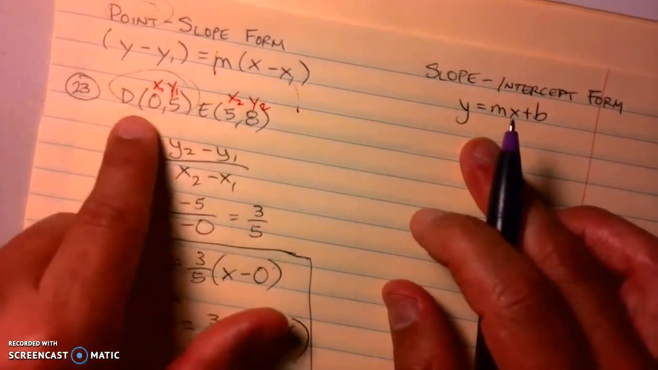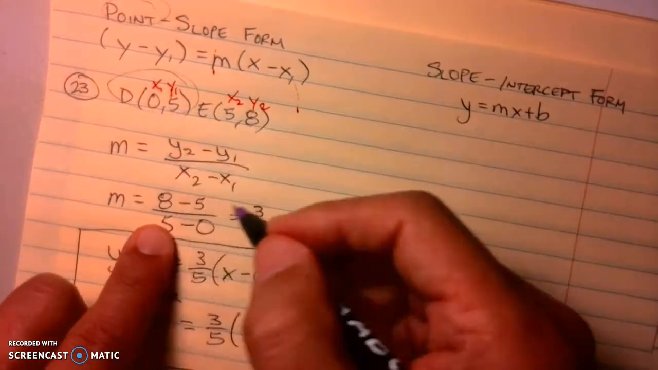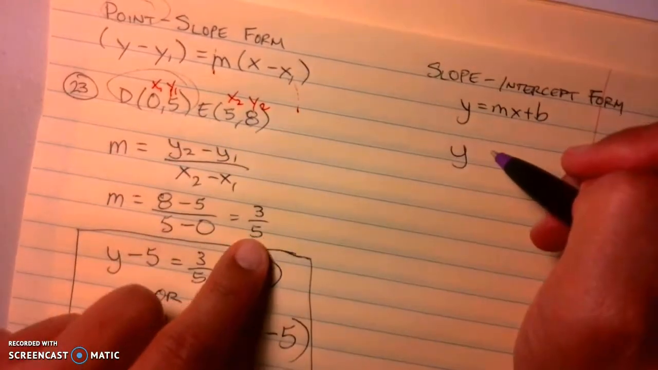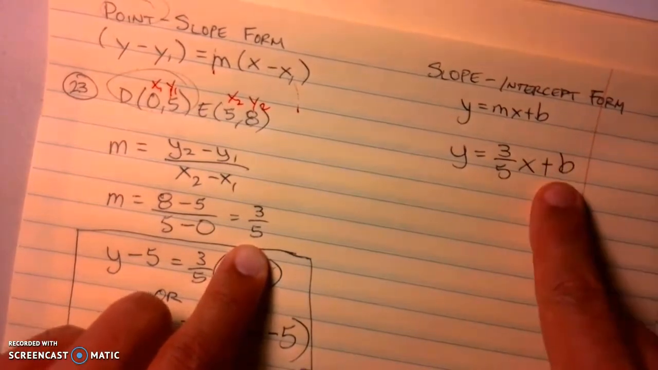If you've got 2 points here and you want to put in the y is equal to mx plus b, first thing you do is exactly what we did here, figure out the slope, which I figured out to be 3/5, 3/5 x plus b. I need to figure out b now.